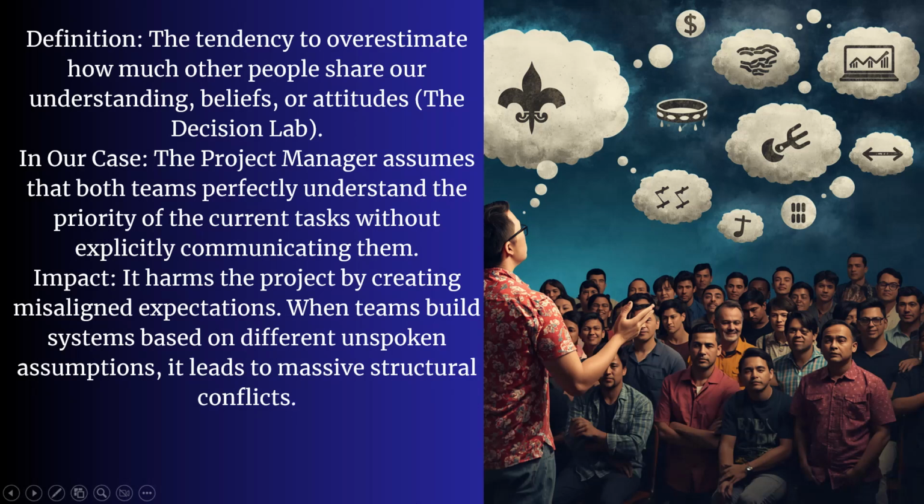The situation is further complicated by the false consensus effect. This is the tendency to overestimate how much others share our own understanding or attitude. Here, the project manager assumes that both teams perfectly understand the priorities without explicit communication. Because of these unspoken assumptions, the teams build systems that do not align, leading to massive structural conflicts in the final product.